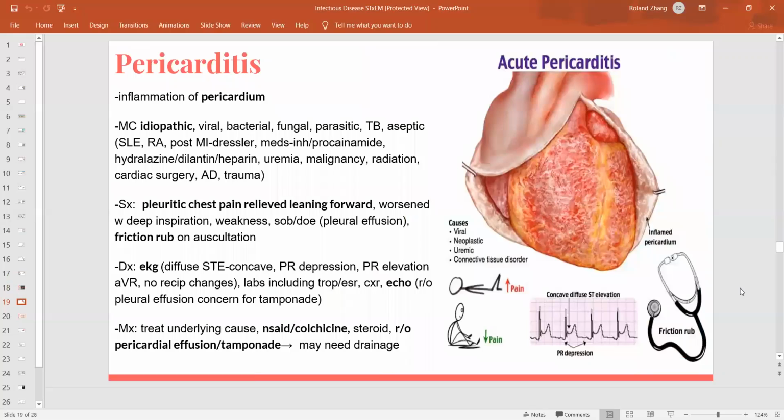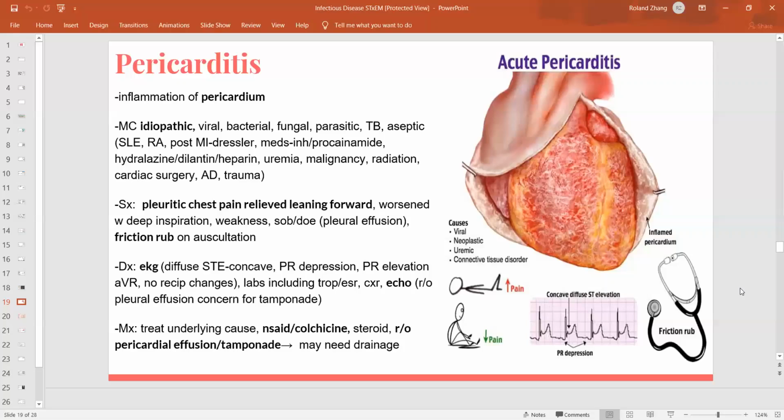Next slide. Pericarditis is inflammation and infection of the pericardium. Most often it's idiopathic, but secondary would be viral infection. It can be bacterial, parasitic, TB, or aseptic in terms of autoimmune disease, but that's not very common at all. And medication induced as well. Usually these patients with pericarditis get pleuritic chest pain that worsens with breathing and improves with leaning forward, but not always.